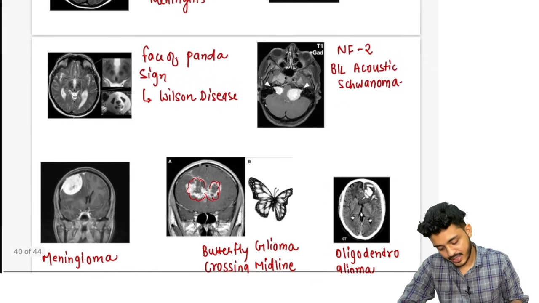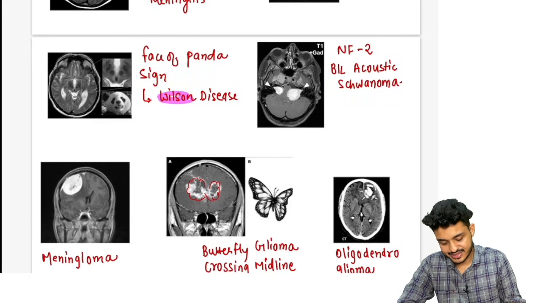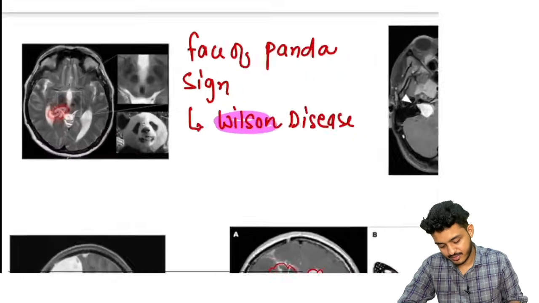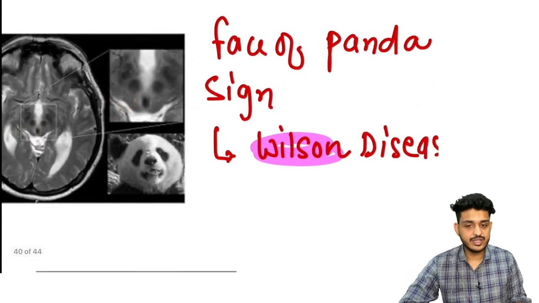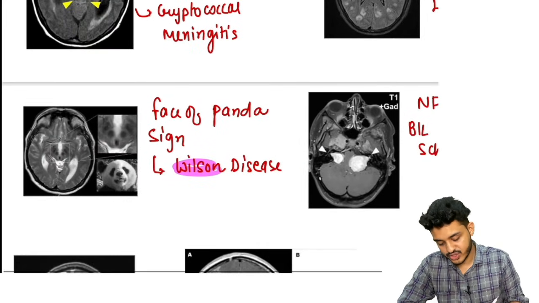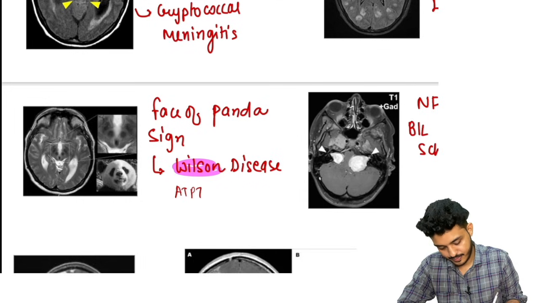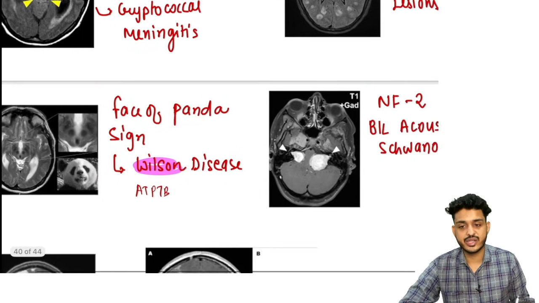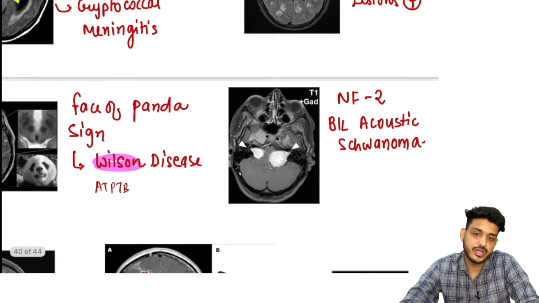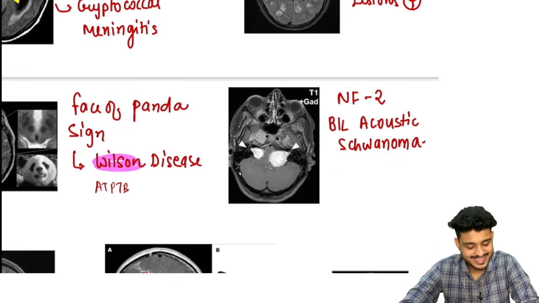This face of the panda sign you will be finding in Wilson disease. This face of the panda is something which you will be finding in Wilson disease. Wilson disease is due to mutation in the ATP7B gene. ATP7B gene. ATP7A is going to cause what? That is going to be Menkes disease.